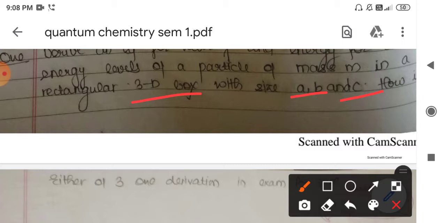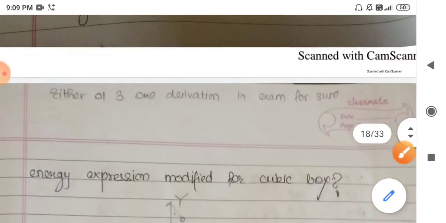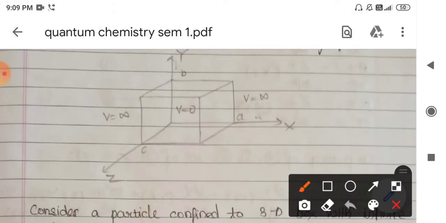In the 1D box we assumed that the length of the box is a only. Our 1D box has only one dimension, and we allowed the particle to move along it, within the range of 0 to a. But in the 3 dimensional box we will have three coordinates: along the x-axis the length is a, along the y-axis it is b, and along the z-axis it is c. So these three components will be considered for the motion of our particle.